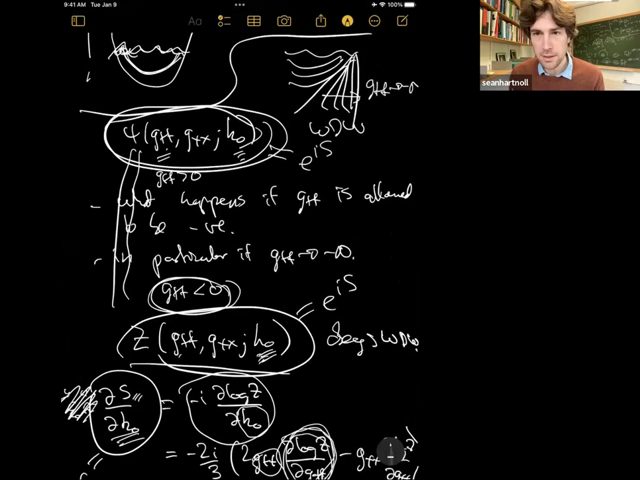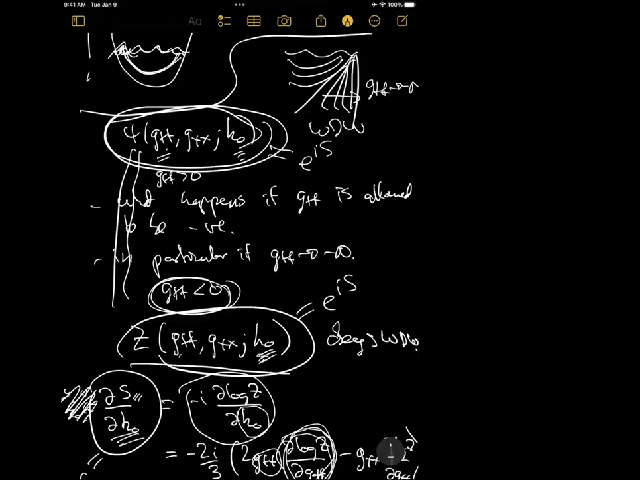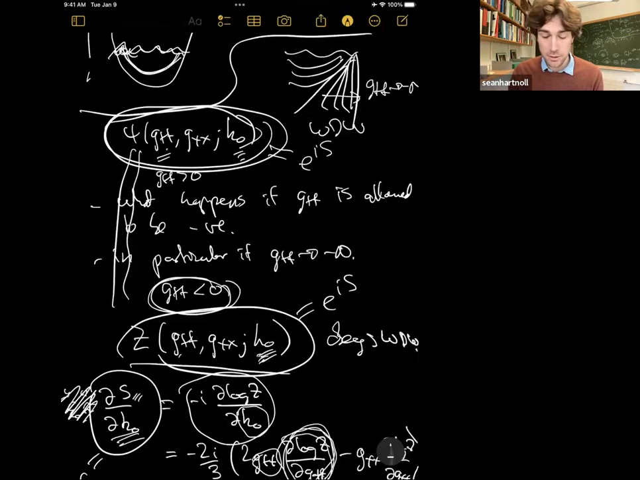That's just what it is. Z is not really a thermal partition function or something like that. There's no temperature. It's a Lorentzian partition function. There's an i. Okay, I see. And there's definitely nothing thermal yet, because we haven't built the wave packet.